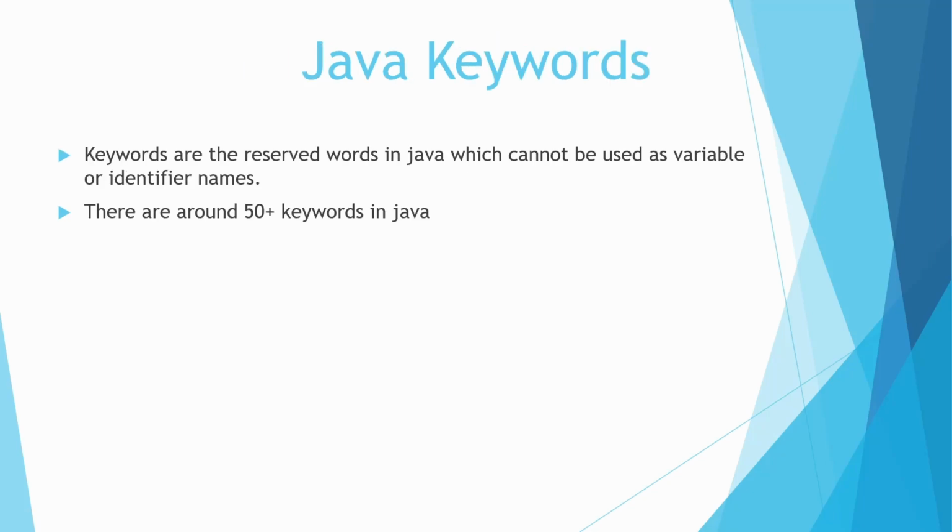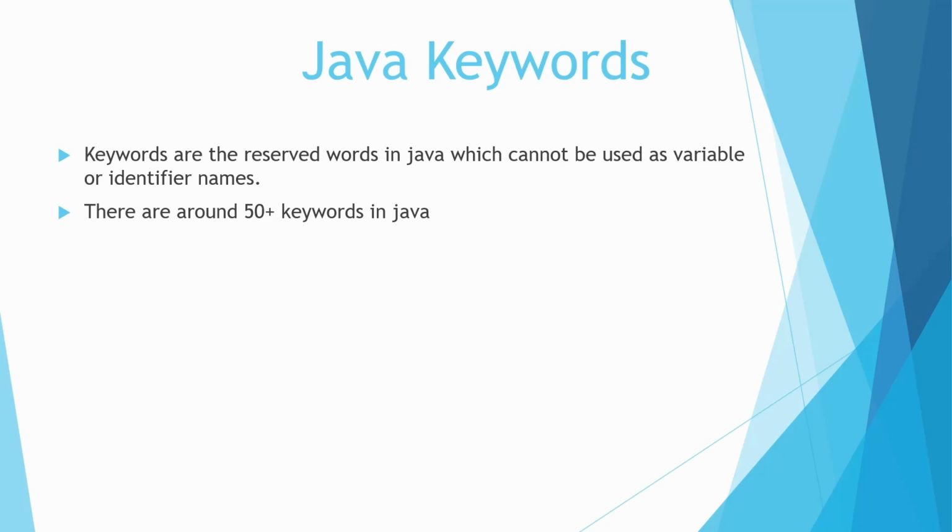Next, coming to Java keywords. Java has reserved some words for its specific purpose, like if, which is used for a specific block, then you have the super keyword, then you have public void main. There are 50 plus keywords in Java which are reserved.